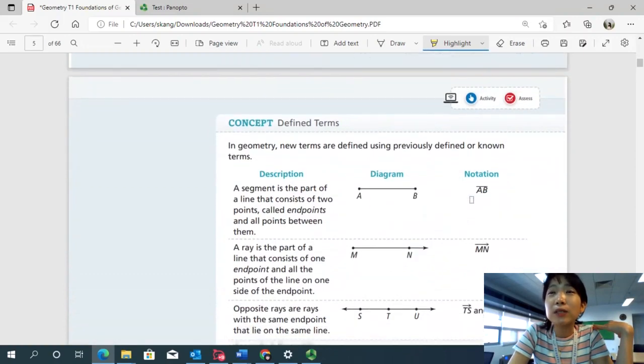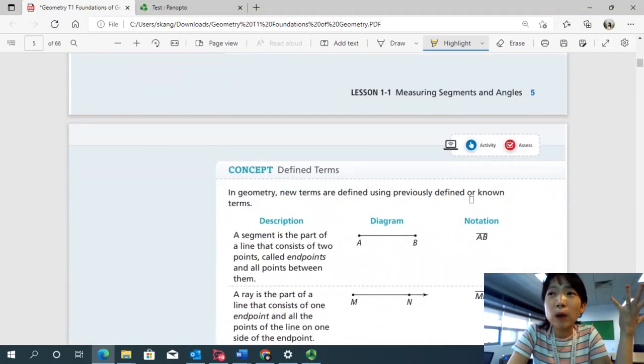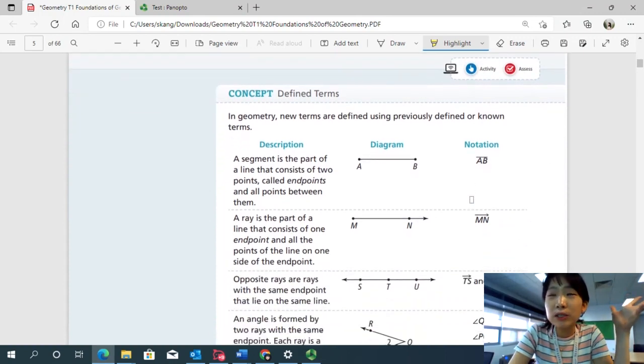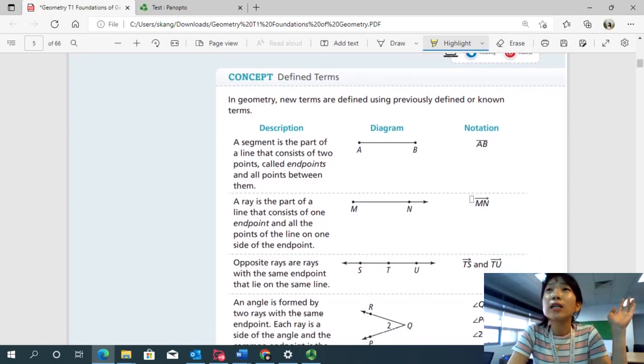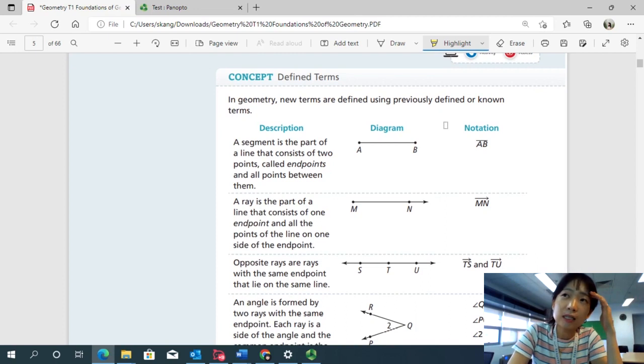Let's look at another concept. Defined terms. What are some defined terms then? In geometry, new terms are defined using previously defined or known terms. A segment is a part of a line that consists of 2 points. So now we're using the undefined term points to define a segment. So a segment is defined by the undefined word points. Okay? A segment consists of 2 points called endpoints. They're endpoints because they give an ending to a line.